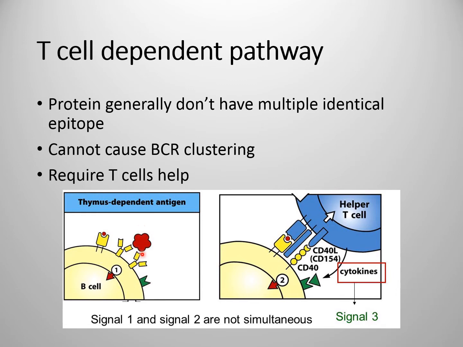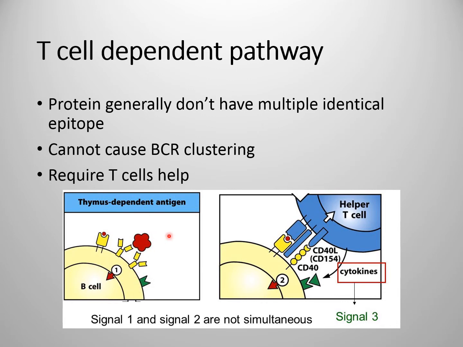So even though the binding of the antigen to the BCR results in signaling, the signal is very weak because there is no BCR clustering due to non-identical or non-repetitive epitopes. That's why they require the help of T cells, or co-stimulation by T cells. So in the T cell dependent pathway, three signals are involved.